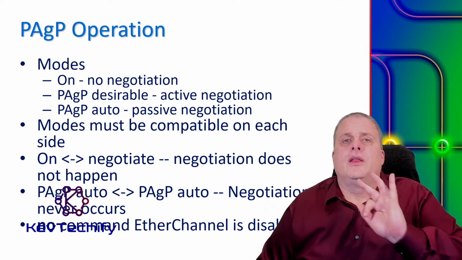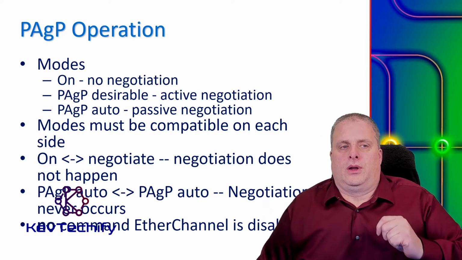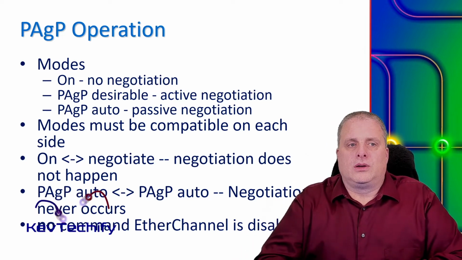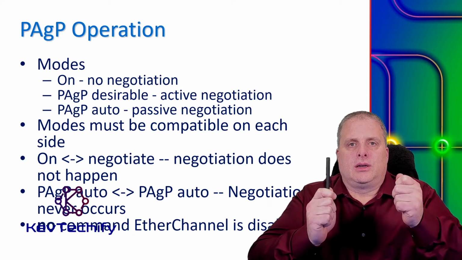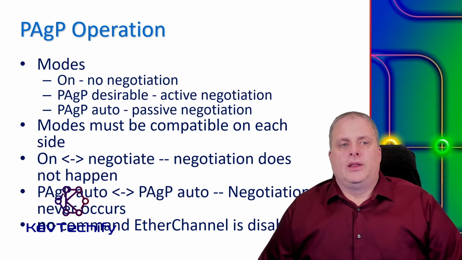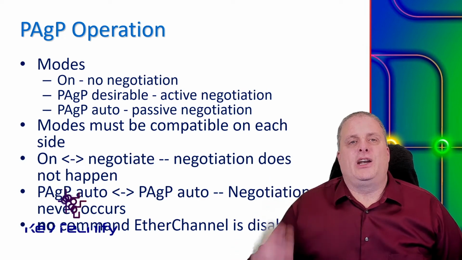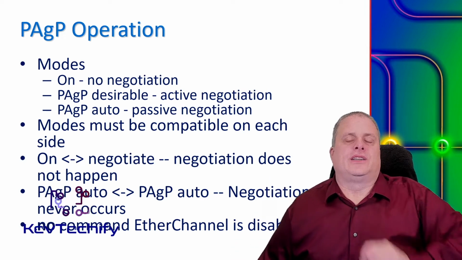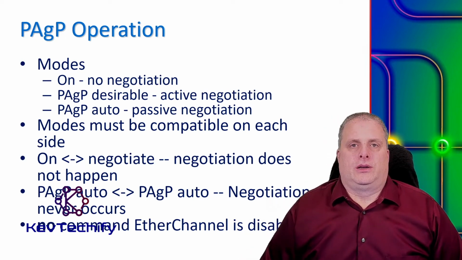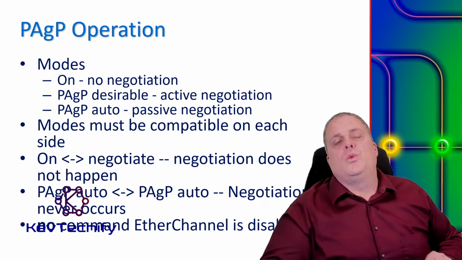When we look at PAgP, there are three modes: on, PAgP desirable, and PAgP auto. On is just like flipping the switch. It says, okay, you are now a PAgP EtherChannel. You're on, no negotiation happens. Then we have PAgP desirable and PAgP auto. PAgP desirable is what we call active negotiation. It is there and it's trying to negotiate. It's a mover, it's a shaker. Hey, how are you doing? I want to make a connection with you.